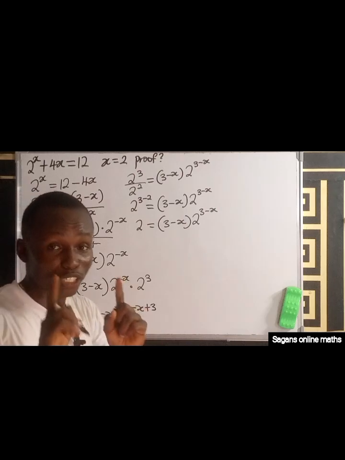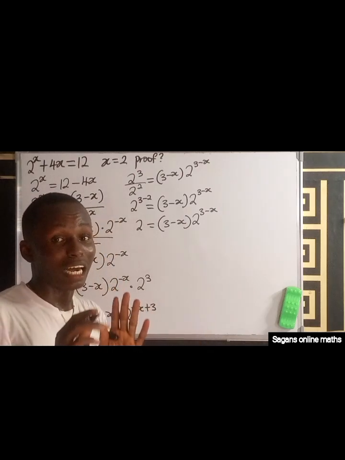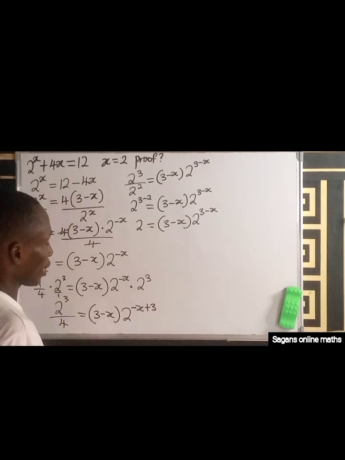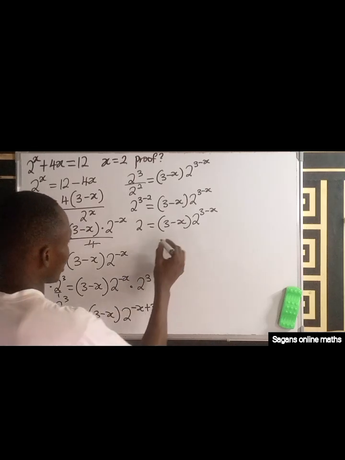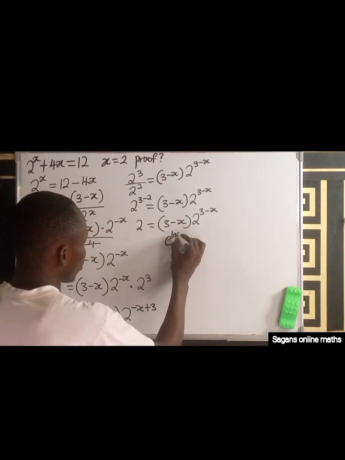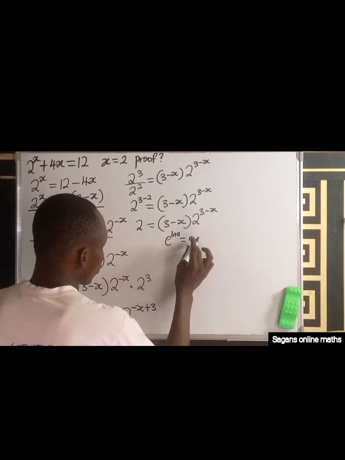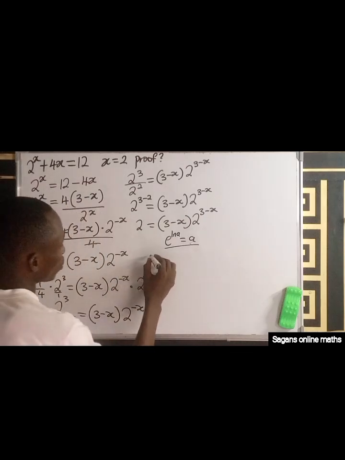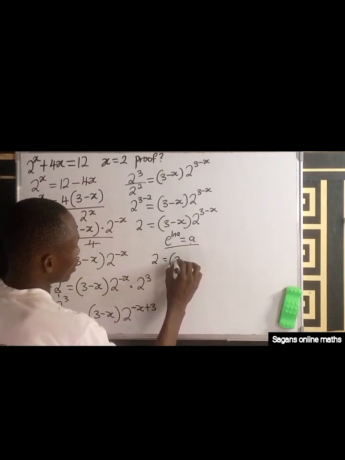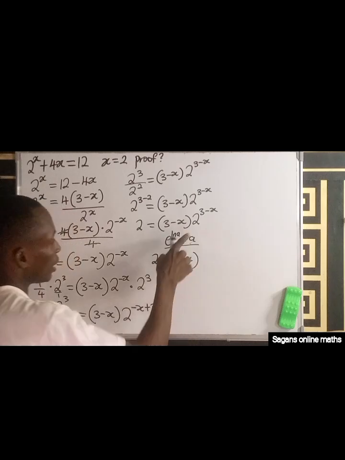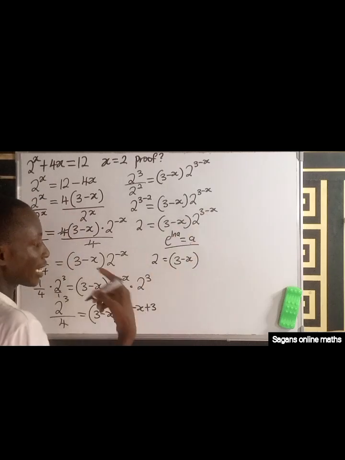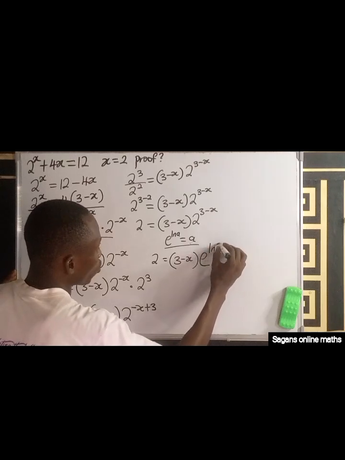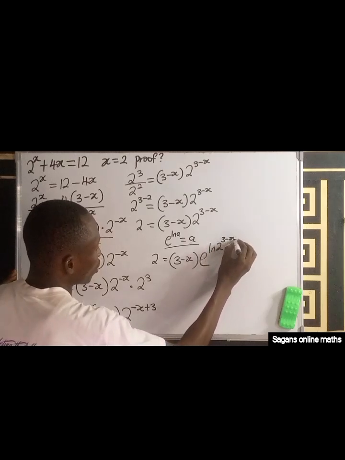Now, there's one of the properties of logarithm I want to introduce here so that this question can be easy and beautiful to solve. We know by the definition of logarithm and the properties of logarithm, we all agree that e raised to the power of ln a, okay, is equal to what? A. This is one of the properties of logarithm we have to take note of. Okay? So that means 2 is equal to ln 3 minus x, then multiply by, in place of this 2 raised to the power of 3 minus x, I can decide to write as what? E raised to the power of ln, then 2 to the power of 3 minus x. There's nothing changed.